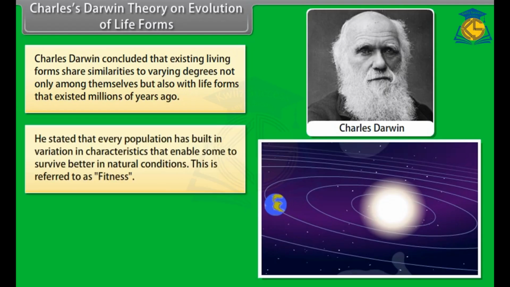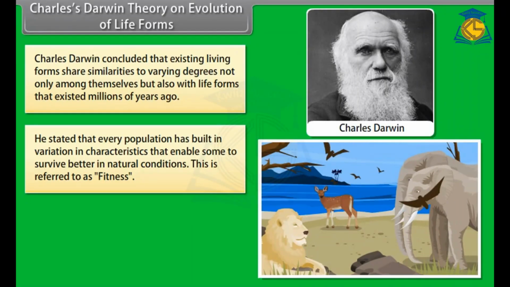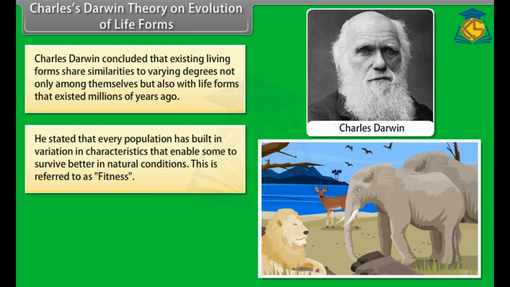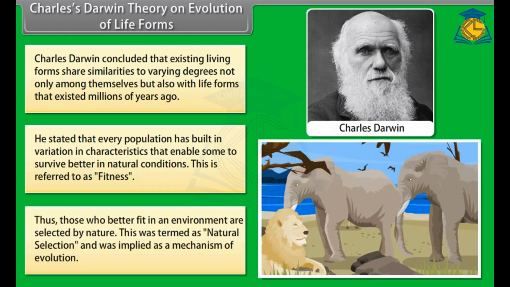He stated that every population has built-in variation in characteristics that enabled some to survive better in natural conditions. This is referred to as fitness. Thus, those who better fit in an environment are selected by nature. This was termed natural selection and was implied as a mechanism of evolution.